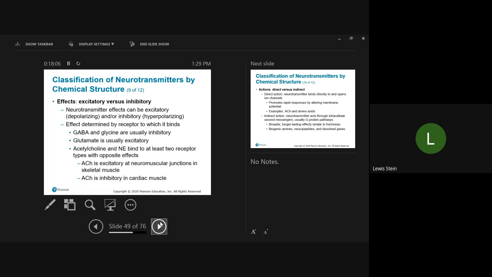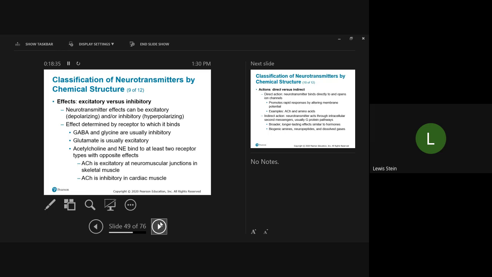Glutamate and also aspartate are usually excitatory. Acetylcholine and norepinephrine, although typically they're excitatory, have some oddball ones. Acetylcholine is excitatory at the neuromuscular junction, and what you will see when we get into autonomic, it's classically inhibitory with regard to heart rate. That's the critical feature. Okay, so we see different things.